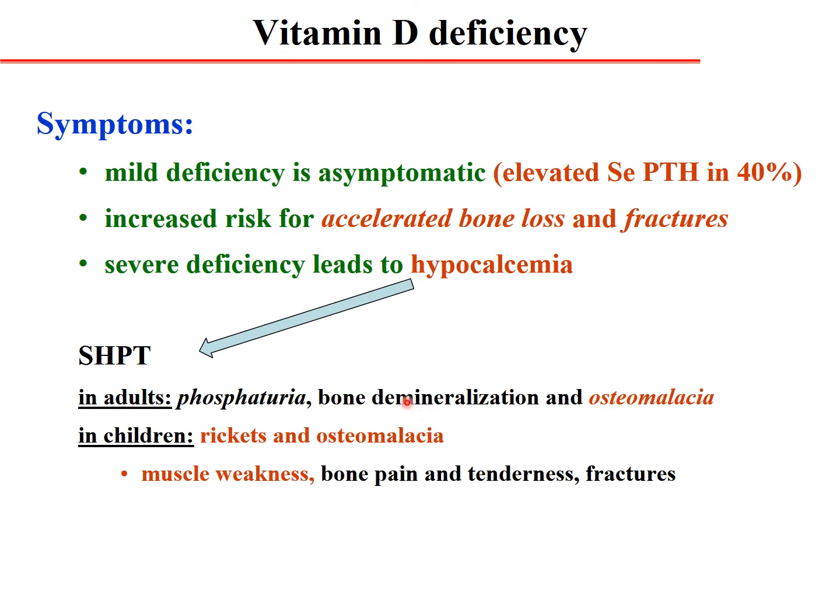Now, vitamin D deficiency: the symptoms are relatively mild or the patient is asymptomatic, and the patient could have an elevated PTH level in about 40% of the cases, but they have an increased risk for accelerated bone loss and fractures. Severe deficiency leads to hypocalcemia and secondary hyperparathyroidism. In adults, phosphaturia, bone demineralization, and osteomalacia can develop. In children, rickets and osteomalacia will develop. At the same time, muscle weakness, bone pain, tenderness, and fractures could happen.